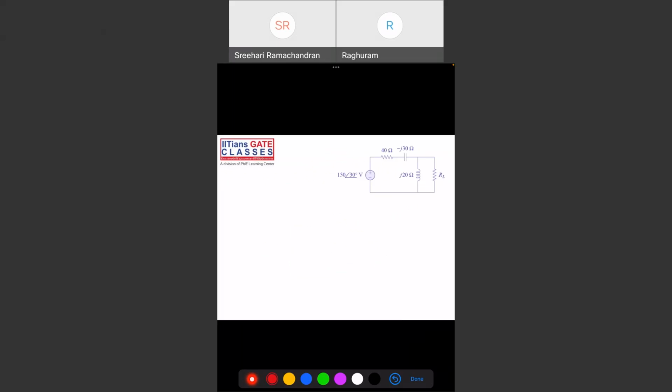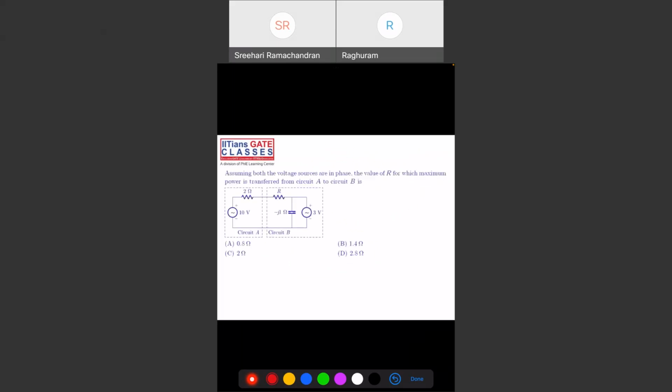Same one. Okay, these are all important problems. See, this is again a tricky one. Assuming both the voltage sources are in phase, both these voltages, 3 volts and 10 volts, are in phase, the value of R for which maximum power is transferred from circuit A to circuit B. This kind of problem is important. Try to solve it on your own, otherwise I'll give you, because this needs a bit of calculations. Again, it's a good problem.